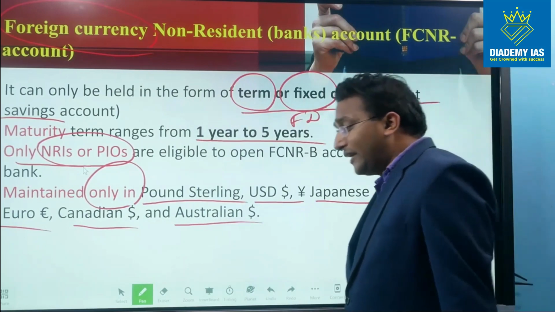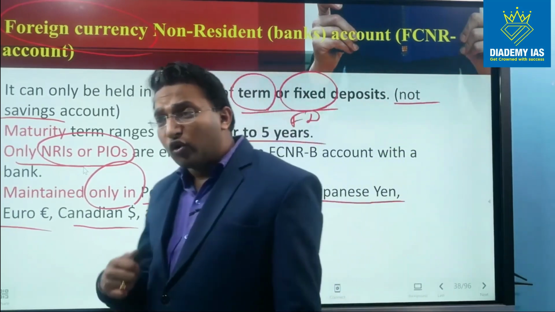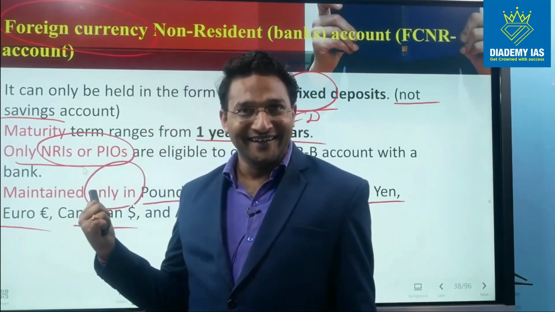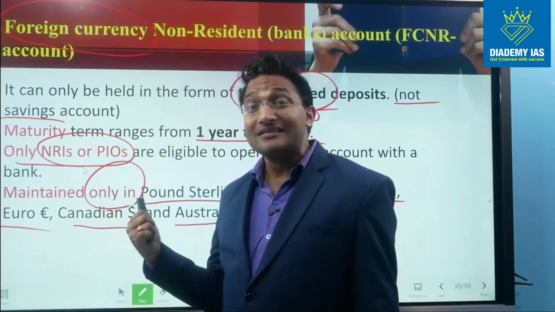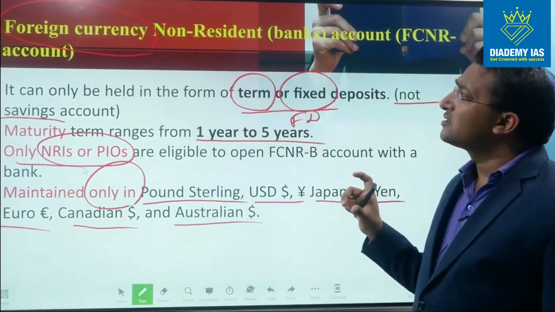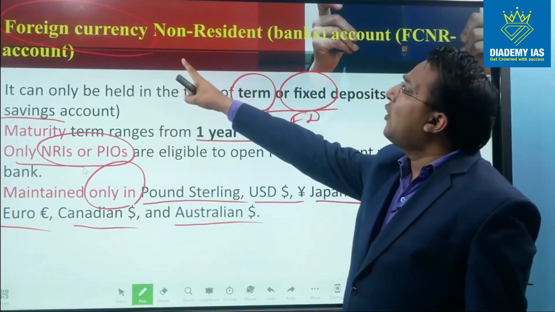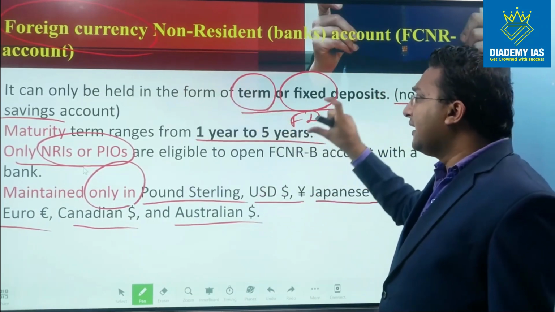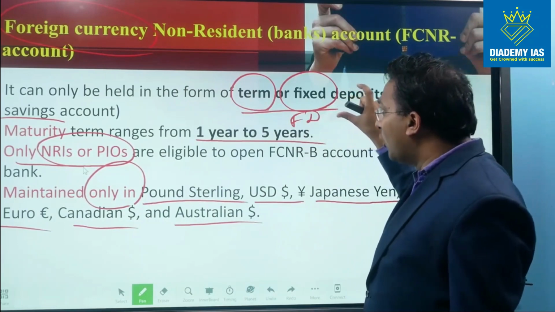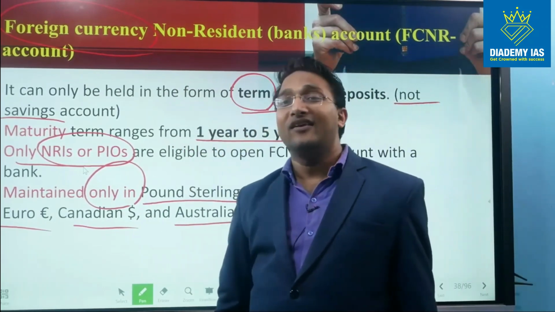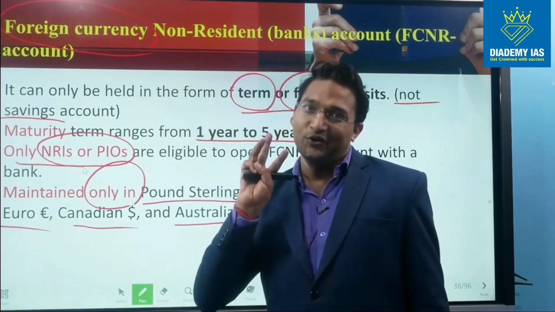Now friends, you can think, sir, from the examination point of view, what is important here? Because you want to score marks in the examination. So in the examination, just keep in mind that this account operates in foreign currency, it is held only as an FD, and it is only for the NRI or PIO. Just 3 points to remember.